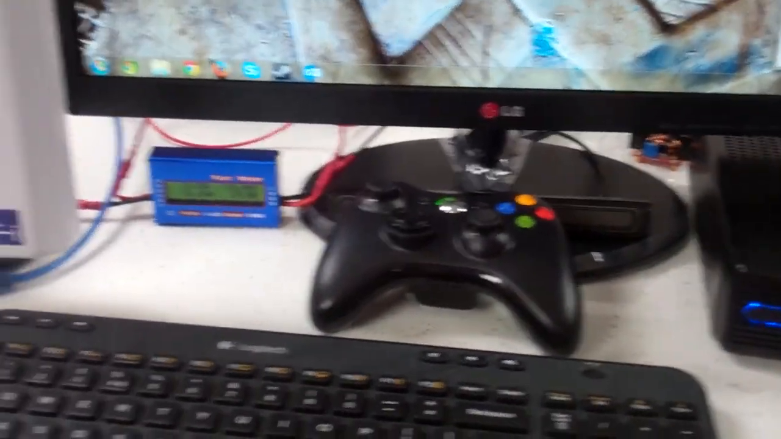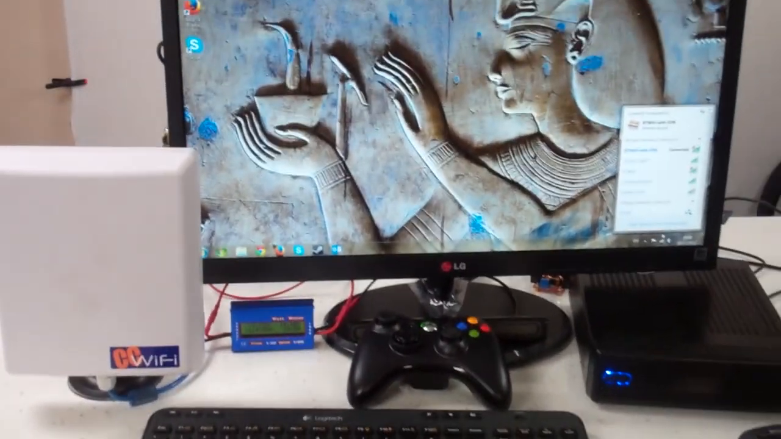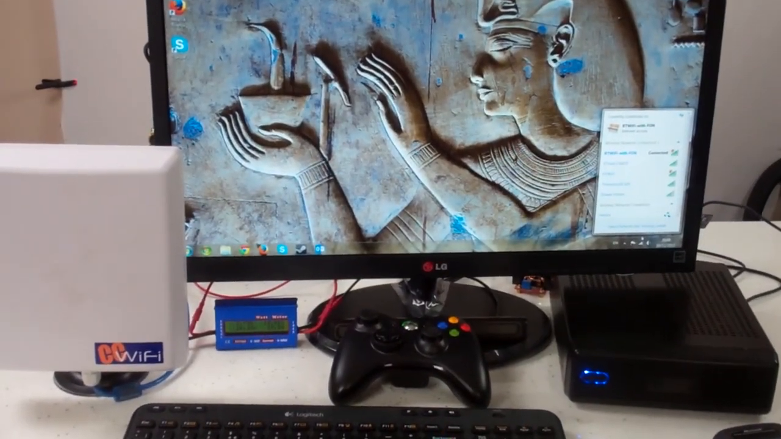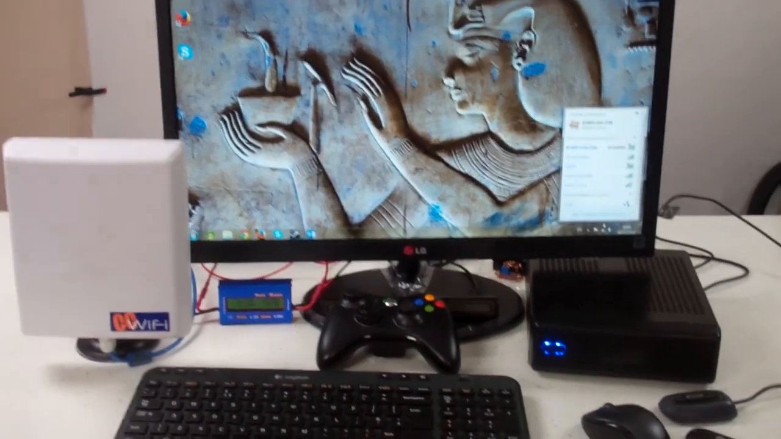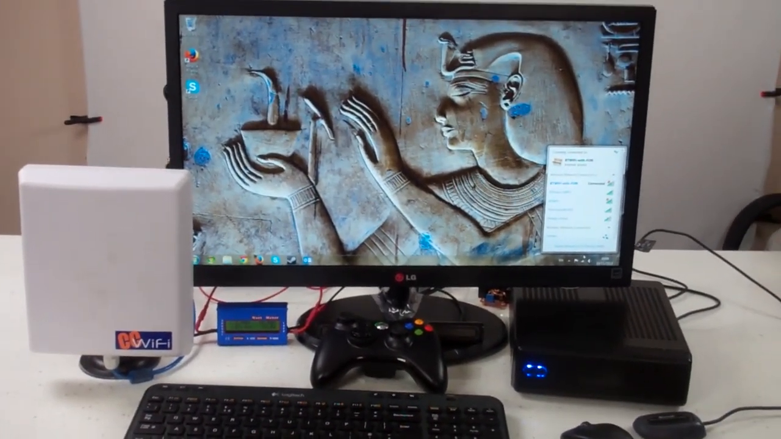Yeah, that's absolutely everything connected, everything running, everything working. So hope that helps anyone who does want to put a 12 volt computer together or have one working in their motorhome. Time to get it installed.